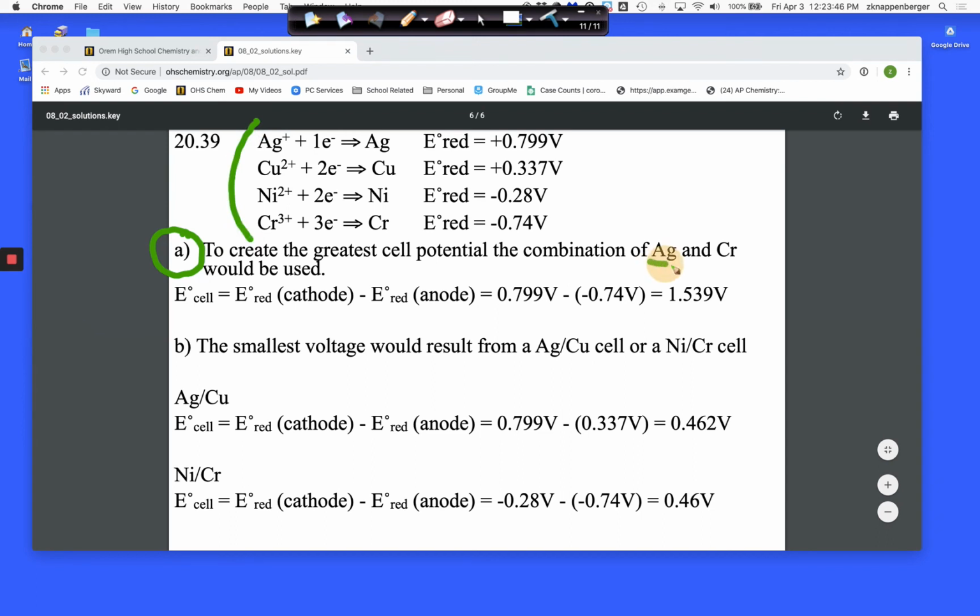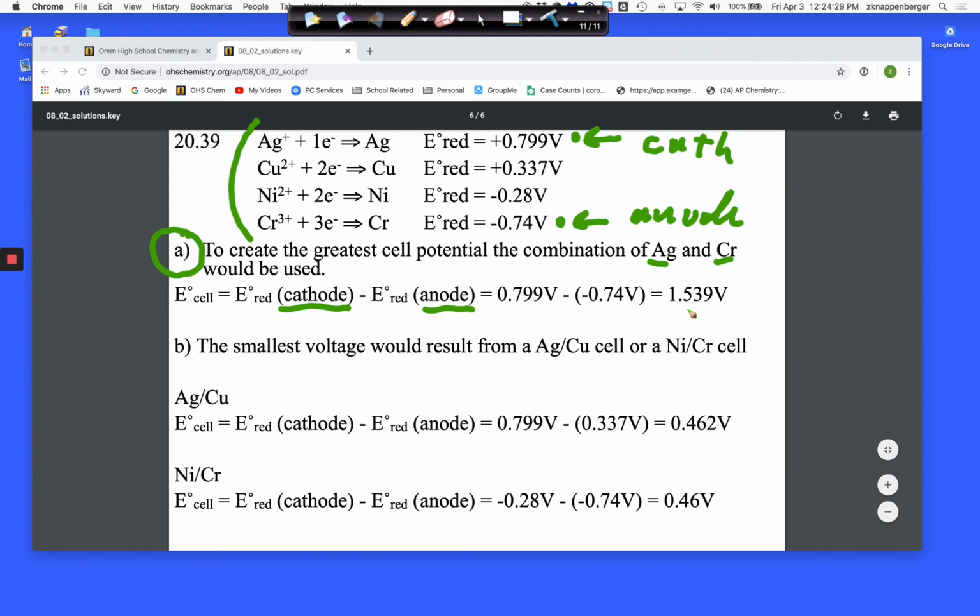Our first battery is a silver chromium battery. So here we have silver and here we have chromium. You'll notice that silver has a positive reduction potential of 0.799. Chromium has a negative reduction potential of negative 0.74. So silver is larger, therefore that makes this our cathode where reduction happens. This is smaller, that's our anode where oxidation happens. Our voltage is then cathode minus anode, plug in the numbers and there you go.